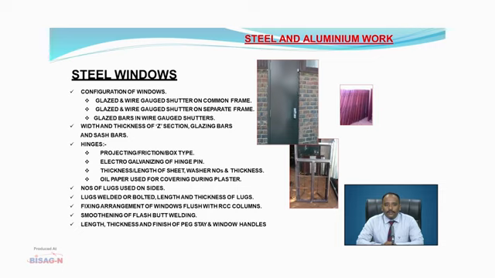With respect to the hinges of various steel windows, the aspects to be checked are projecting, friction or box type. The electro galvanizing of hinge pin has to be checked. Thickness, length of the sheet, number of washers and thickness of these has to be ensured as per the CPWD specifications. Oil paper has to be used for covering during the plaster activity so that the same is not damaged. The number of lugs to be used on the sides has to be checked.